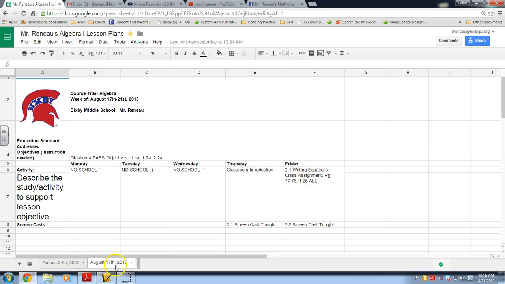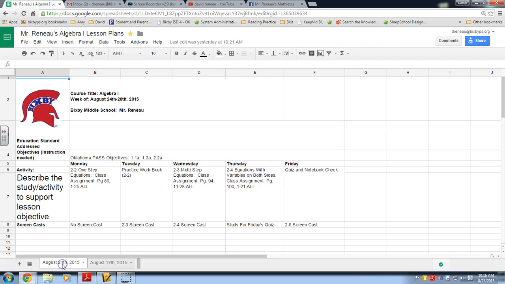tabs. Our very first week was the week of August 17th. Our second week is this week, so if you wanted this week's assignments, you would click on August 24th. Notice this is the week of August 24th through the 28th, and it has everything that we're doing this week. Above, you will see the actual in-class assignments. Below will be the screencasts for the following day.